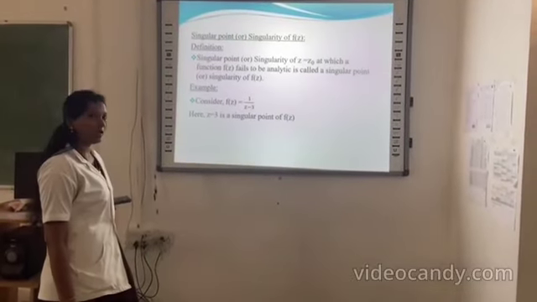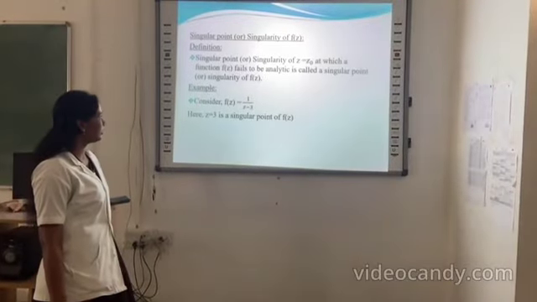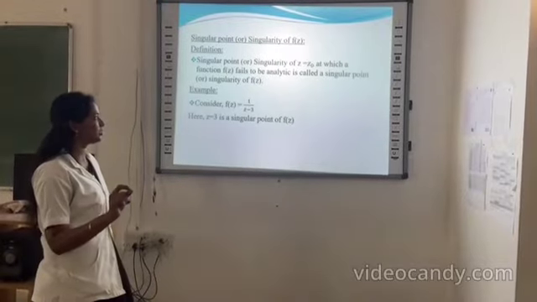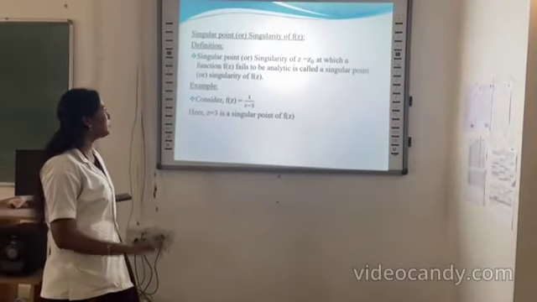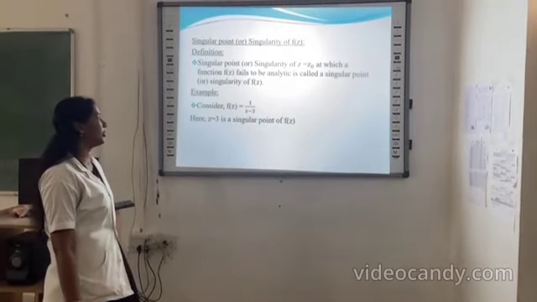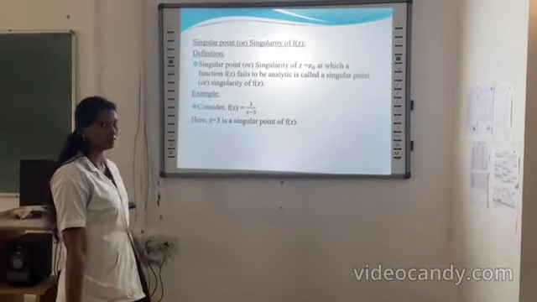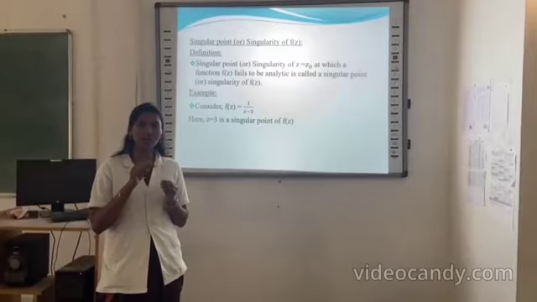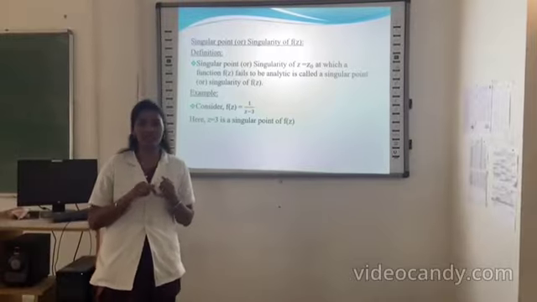A singular point or singularity of the function f of z at a particular point z equal to z naught, at which a function f of z fails to be analytic, is called a singular point or singularity of f of z. That means the function does not satisfy the analytic condition.